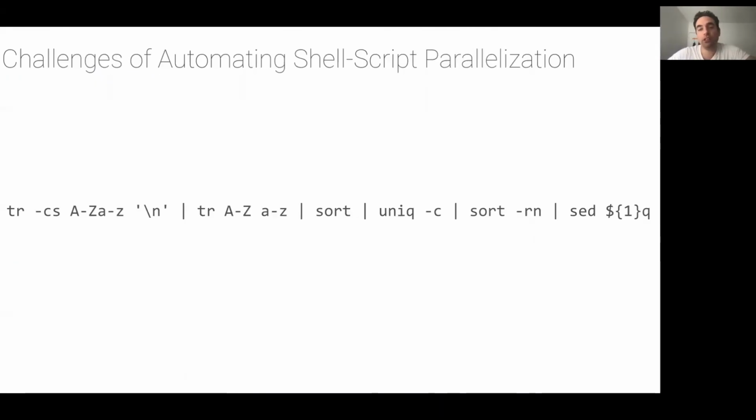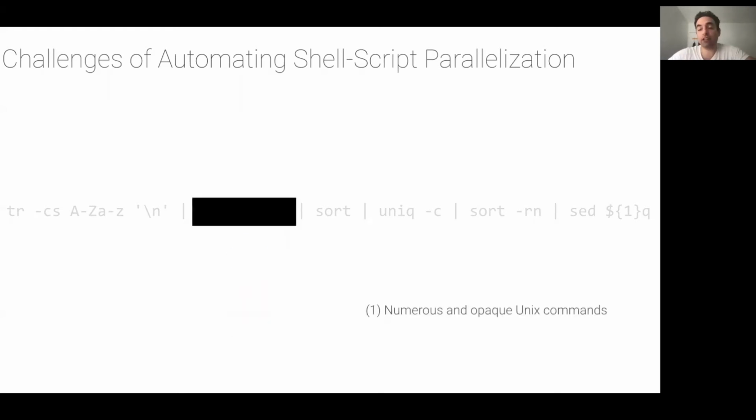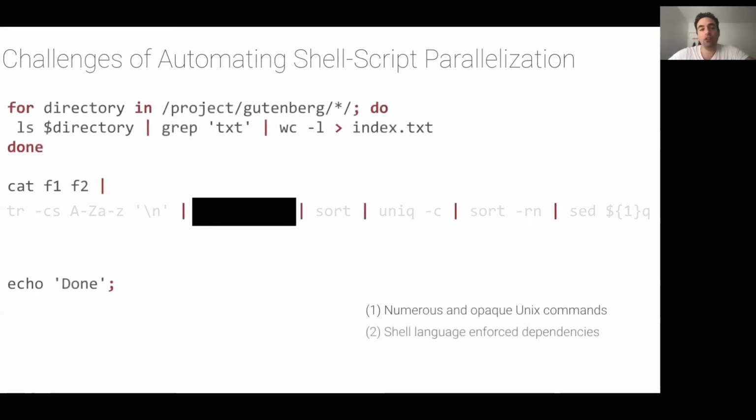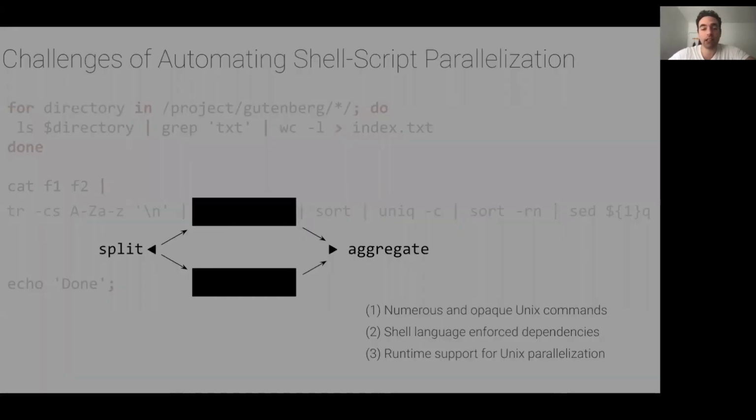Why is automated shell script parallelization so difficult? First, even if we look at an individual command, it may be written in any of many programming languages, so it's not amenable to a single analysis. In several cases, it is a completely opaque black box. On top of that, the shell language primitives provide additional constraints that have to be taken into account. And finally, there is some runtime support necessary for hooking things together, making sure the results are correct, accelerating the computation, and other issues.